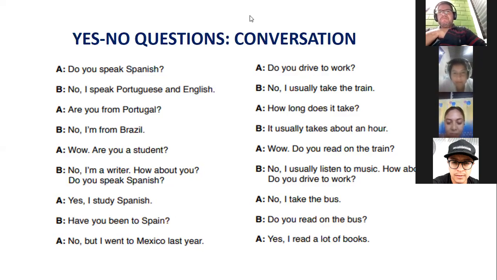Do you drive to work? No, I usually take the train. How long does it take? It usually takes about an hour. Wow. Do you read on the train? No, I usually listen to music. How about you? Do you drive to work? No, I take the bus. Do you read on the bus? Yes, I read a lot of books. Okay, excellent. Very good job, team.